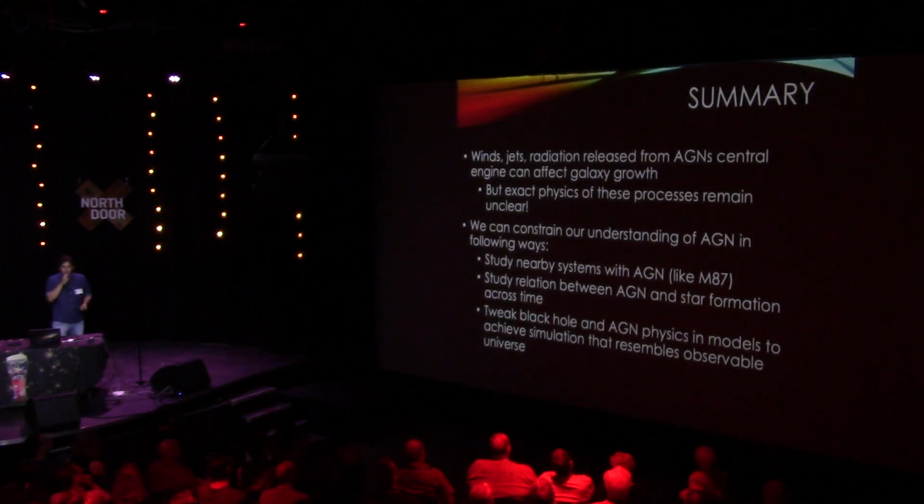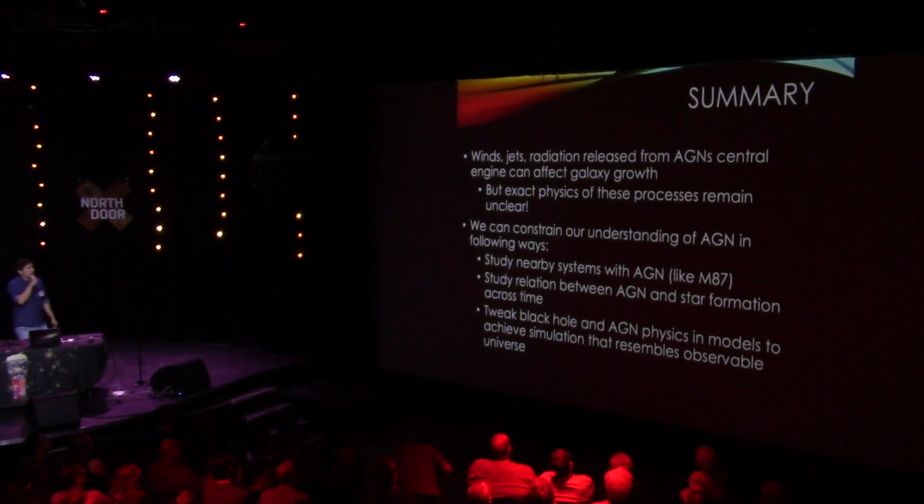Okay, so I just want to leave you guys with a short summary about what I talked about. Winds, jets, and radiation, known as feedback, that are released from an AGN can affect galaxy growth, but the exact physics of these processes remain unclear, and we can constrain our understanding of AGN in the following ways.